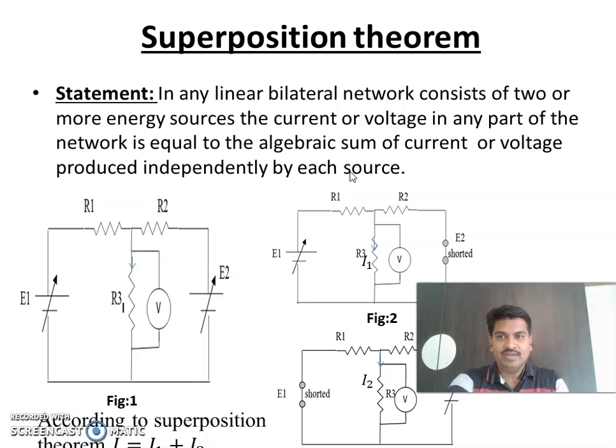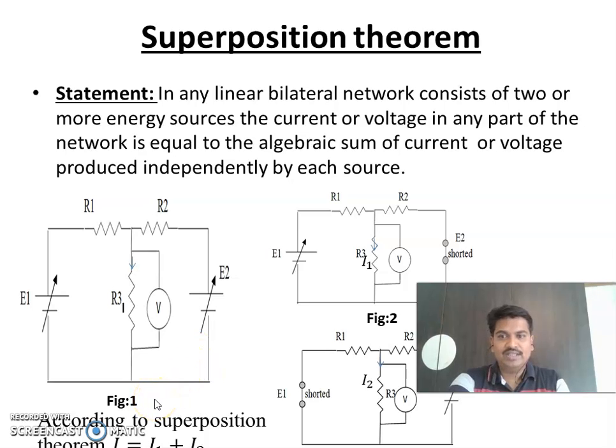I am going directly to the statement of this theorem. In any linear bilateral network consisting of two or more energy sources, the current or voltage in any part of the network is equal to the algebraic sum of the currents or voltages produced independently by each source. This is the statement of this theorem. Now I am going to explain this statement with these three figures.